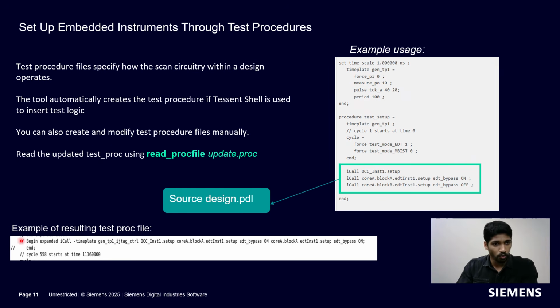This is the output, how it looks. After you provide these icall commands in the test procedure file, the resulting test procedure file would be like this.